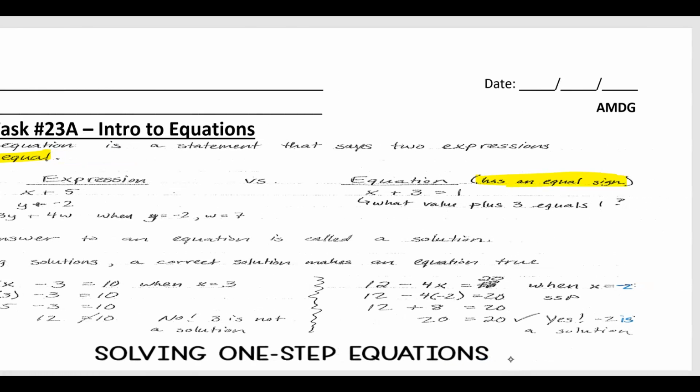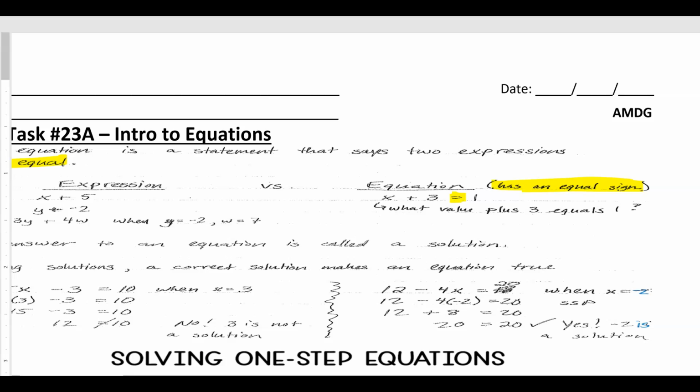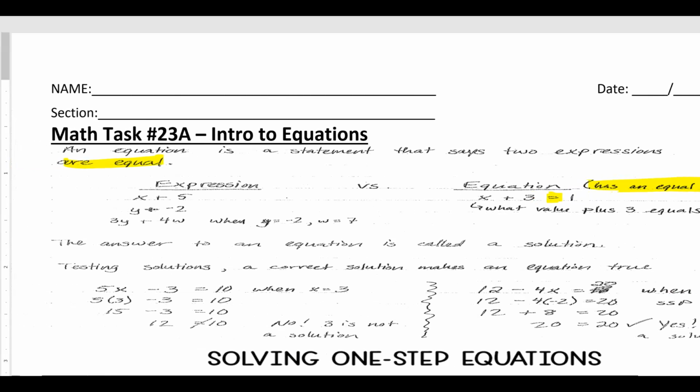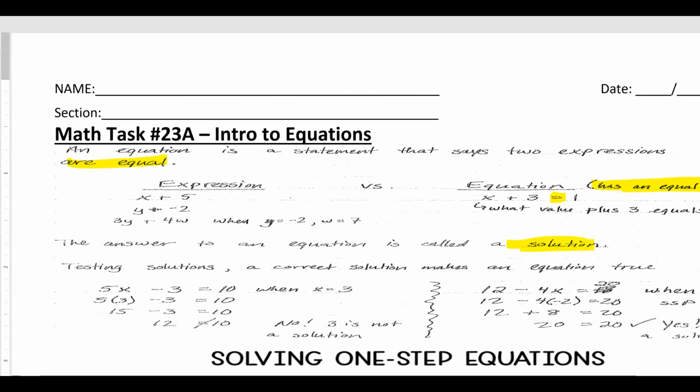So x plus 3 equals 1, right? Basically, you're just saying what number plus 3 gives me 1. And that's what we're going to be doing. We're going to be actually solving for x. The answer to an equation is a solution. And the easy way to see if your solution is true is just to plug in.